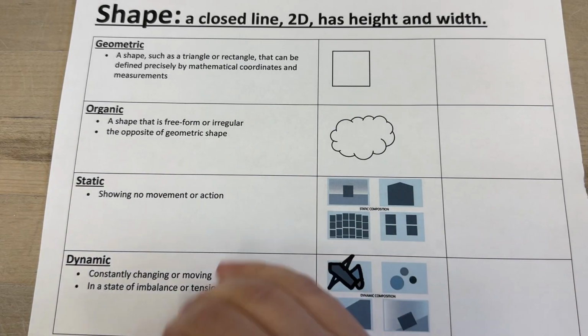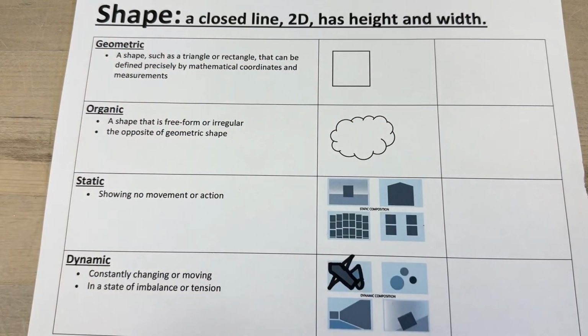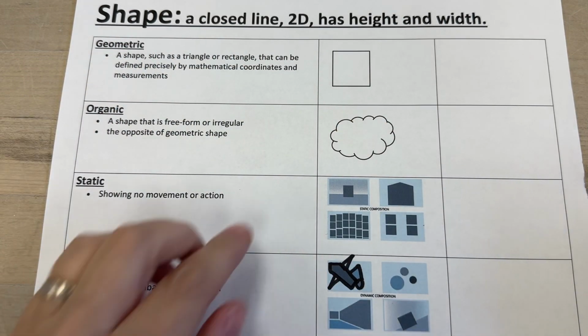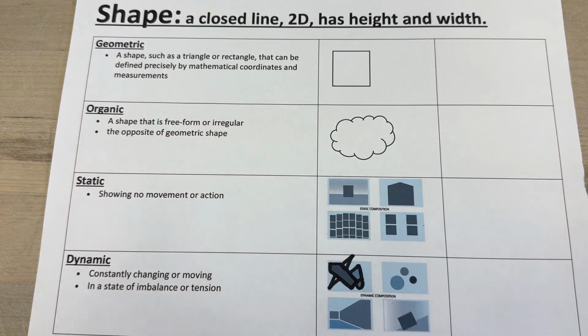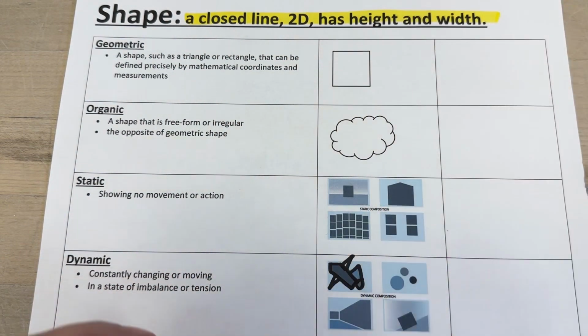Welcome everybody. So today we're going to continue with one of the elements of art. We're looking at shape. So shape is a closed line. It's two-dimensional. It has height and width. Make sure you're highlighting as we go through this.